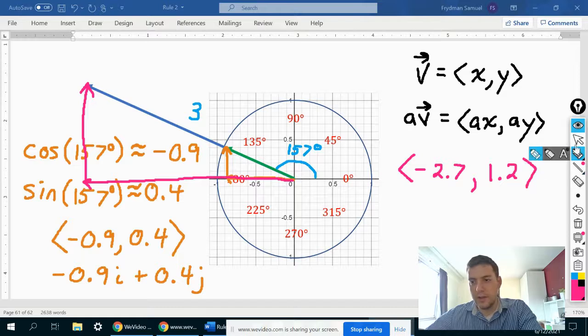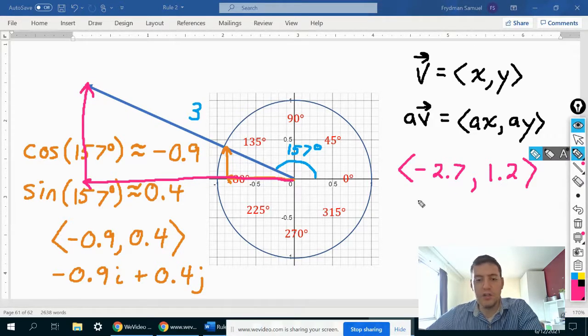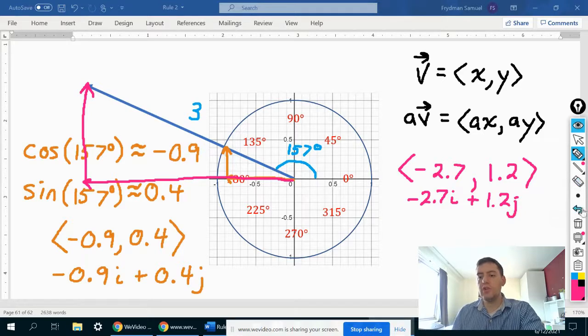The blue vector. Let me just erase the green one here so you can remember that the blue vector really just does start from here. So that means that this horizontal component is moving to the left. We can see this is negative, and the length of it, or the magnitude, is 2.7. And the vertical component is moving up. You can see that this is positive, and the magnitude is 1.2. It's 1.2 units long. Right? In ij notation, we can write negative 2.7i plus 1.2j.